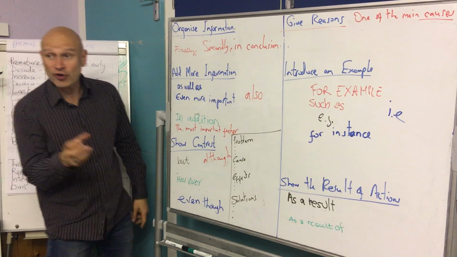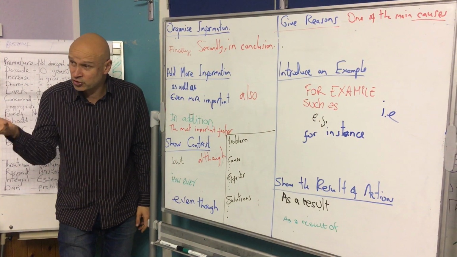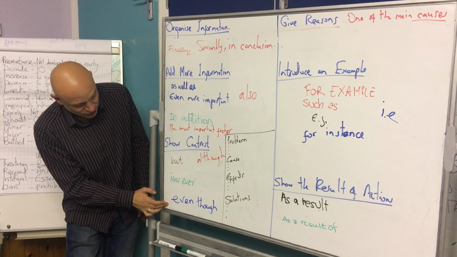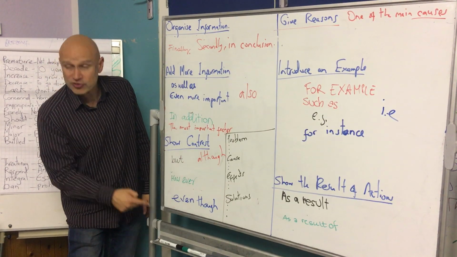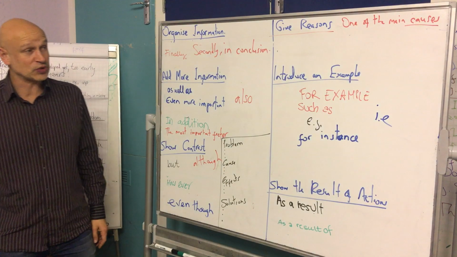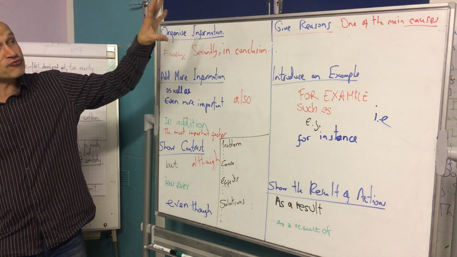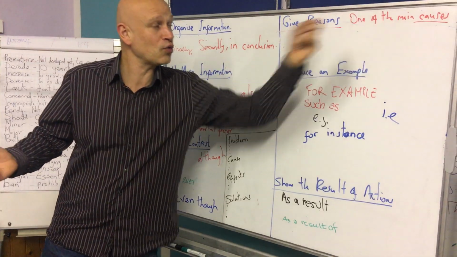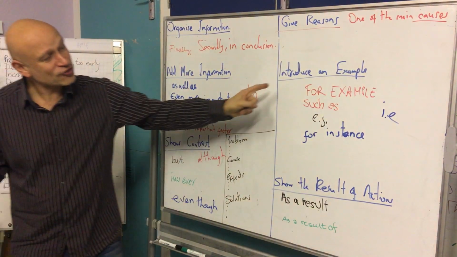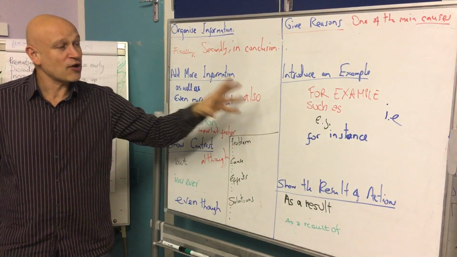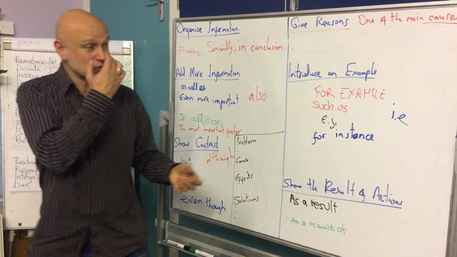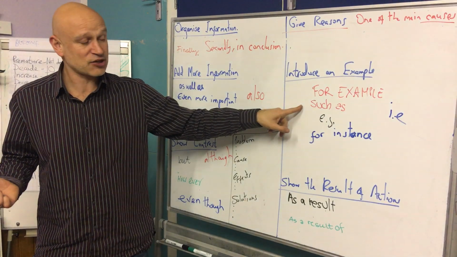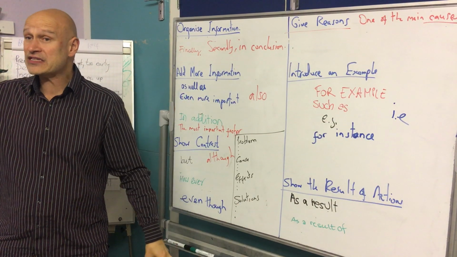Showing contrast, we've got lots of contrast words which we'll look at again next week. But, although, even though, however, all different contrast words that we use. We give reasons. We say one of the main reasons or one of the main causes of a problem is this. Look at how many different ways we have of introducing examples. For example, e.g., i.e., for instance, such as, loads of different ways of doing it.